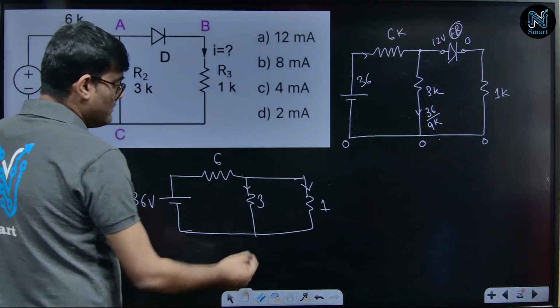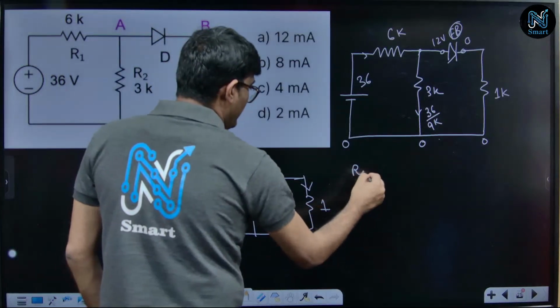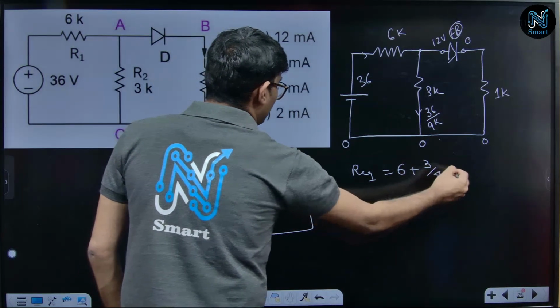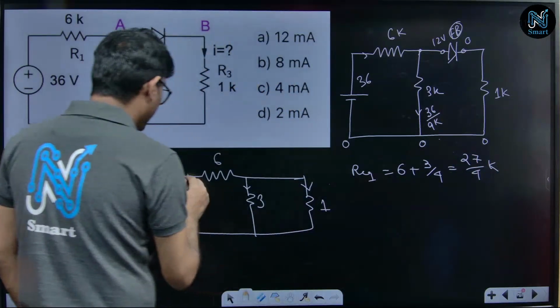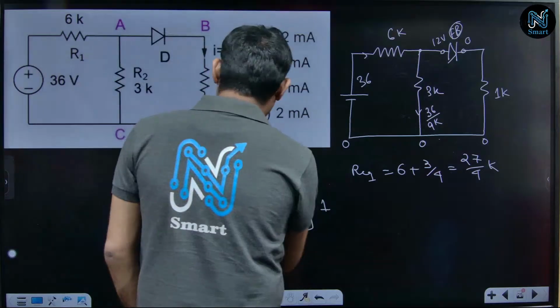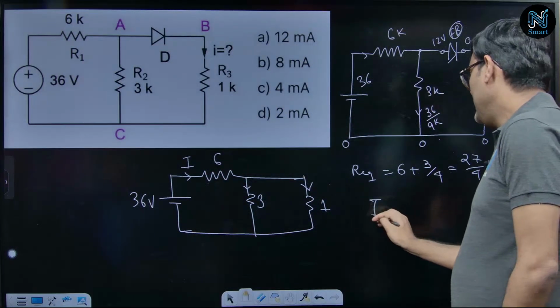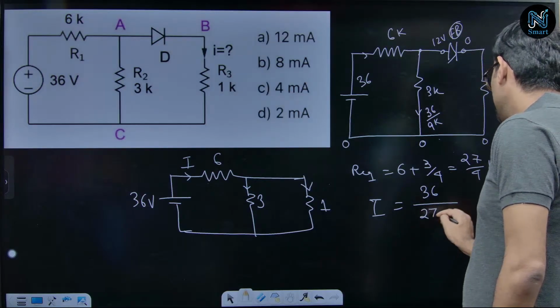that means 3 by 4 and 6 in series, so R equivalent is equal to 6 plus 3 by 4, so 27 by 4 kilo ohm is the R equivalent. So what is the current here? The current here, suppose I am assuming this current to be capital I, তাহলে capital I এর ভ্যালু কত হয়ে যাবে? 36 divided by R equivalent 27 by 4k, right?